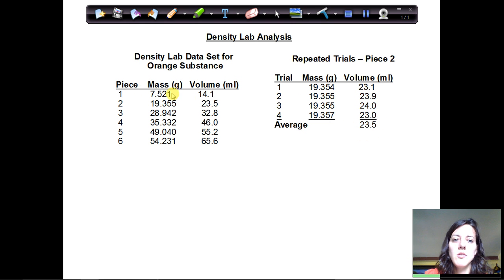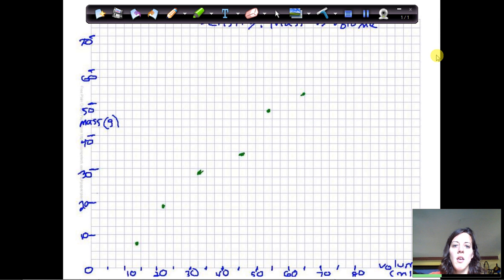So you need to graph by hand the mass versus volume. Normally you'd put the mass on the x and the volume on the y-axis since mass is the independent variable. However, for purposes of this lab, we are going to put mass on the y-axis. So I've already graphed that, and my data looks like this on the graph. So there's my data. And we need to draw in a best fit line.